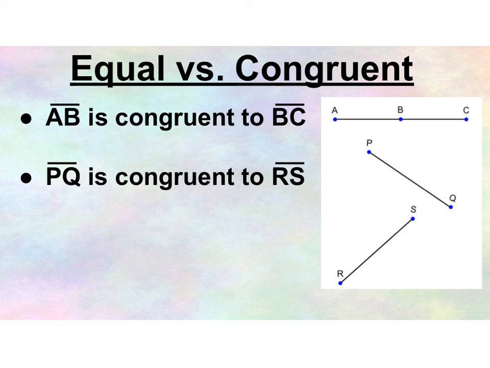In this example, this says segment AB is congruent to segment BC. They tell me that that's true, so I can go ahead and I can mark my picture up. I'm going to say segment AB with 1 mark is congruent to segment BC. And then PQ is congruent to RS, but they're not congruent to AB, so I need a different marking. If this is 1 mark, then I'm going to put 2 marks and 2 marks.